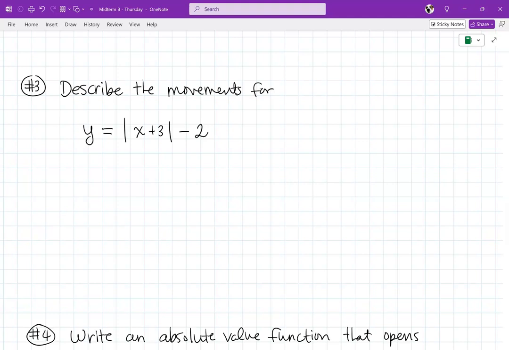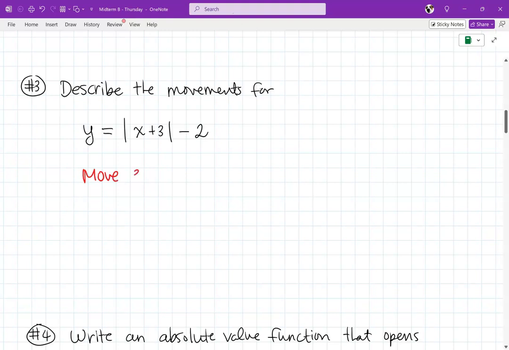My H value, that's a tricky one. In the definition, it says if H looks positive, you move left. If H looks negative, you move right. Well, right now, H is a +3. H looks positive. So I've got to move 3 to the left. So I'm going to basically write that down.